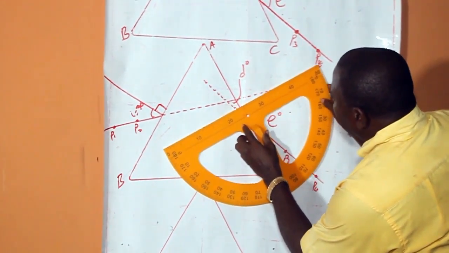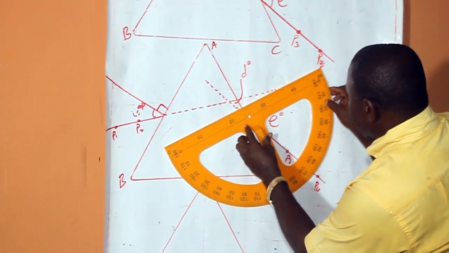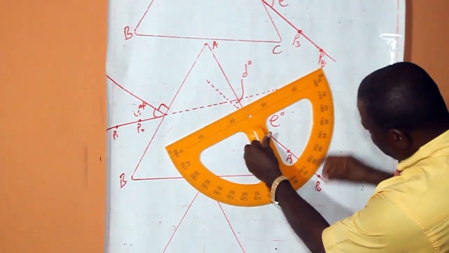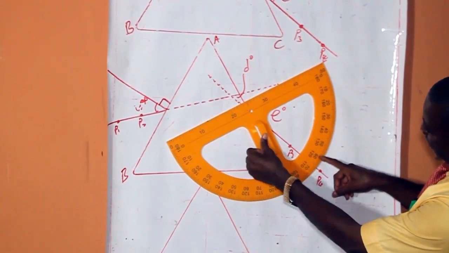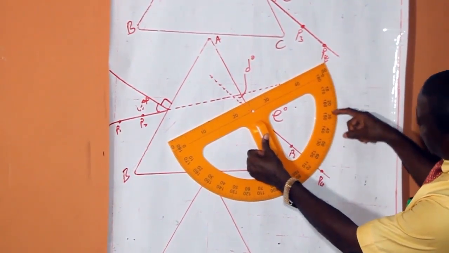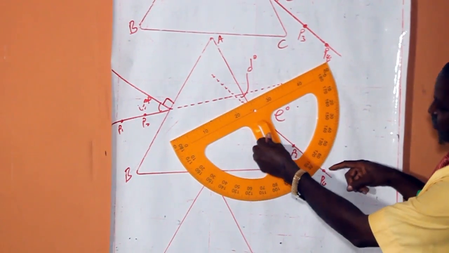So, the angle of emergence will now be around 65 degrees from here. This is 65. This is 0, 10, 20, 30, 40, 50, 60, 65.